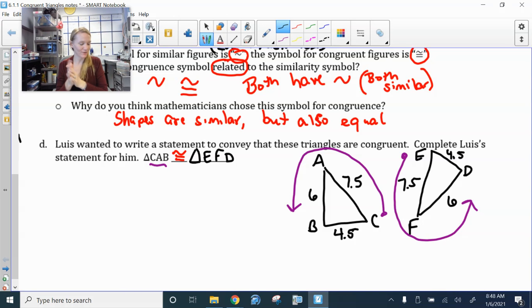Not so bad so far. We got a couple of triangles left where we're not even drawing the flow chart. We're just trying to say, are they congruent, yes or no? Do they meet the requirements of congruence?